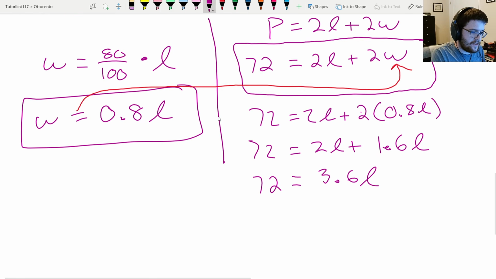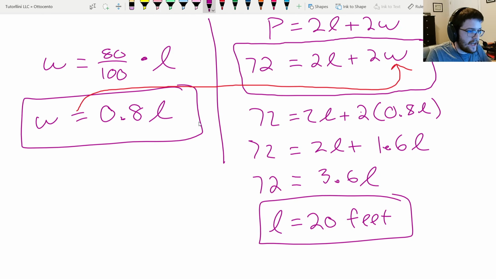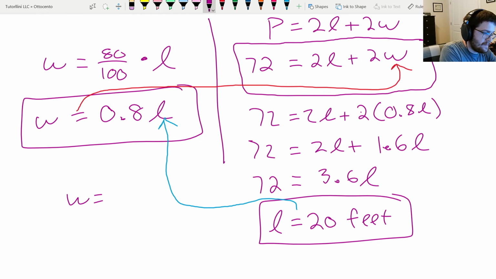And we get the L, the length, is 20 feet. And as always, any time you substitute, if you want to, you can go back and plug this in over here to find W. Why don't we do that? So 0.8 times 20 is 16.